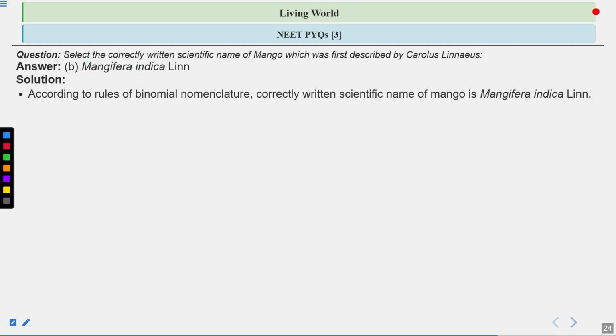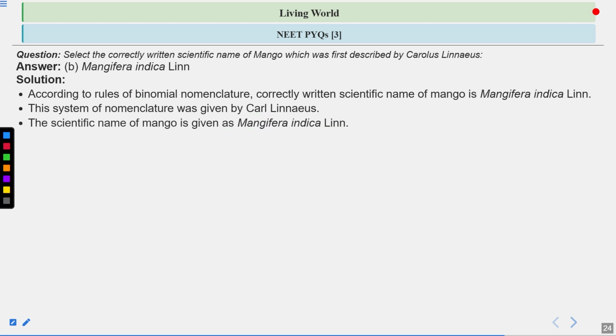Here, let's have a look at the explanation now. According to the rules of binomial nomenclature, the correctly written scientific name of mango is Mangifera indica Linn. So this system of nomenclature was given by Carolus Linnaeus. Okay, so according to binomial nomenclature, bi means two. Each scientific name will have two parts: generic name and specific epithet. The generic name represents the genus, the specific epithet represents the species. And this system, binomial nomenclature, is widely accepted by biologists.